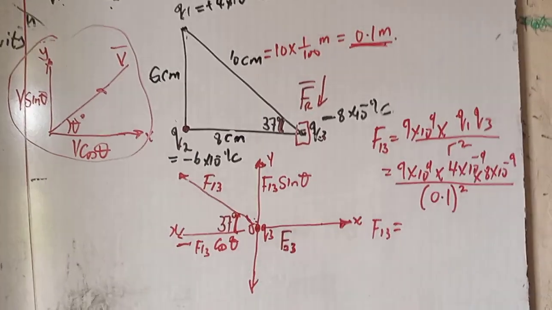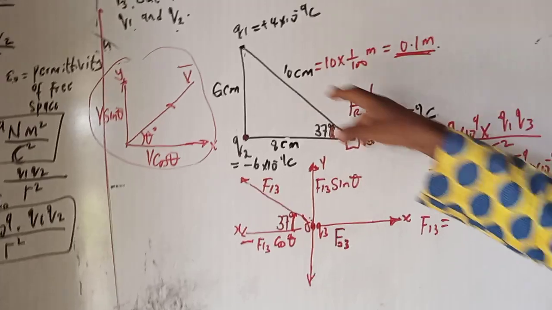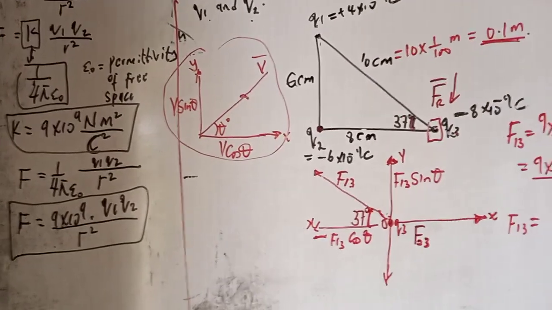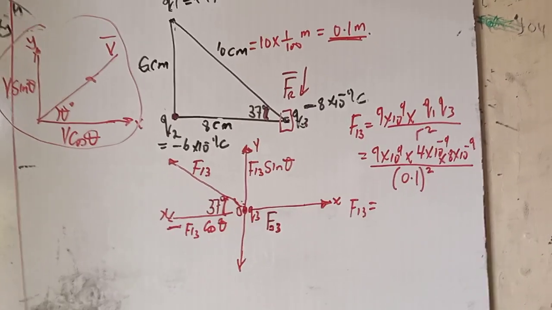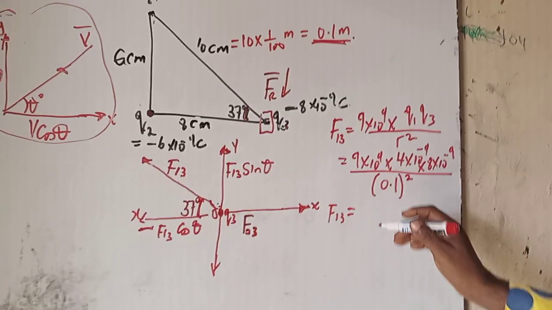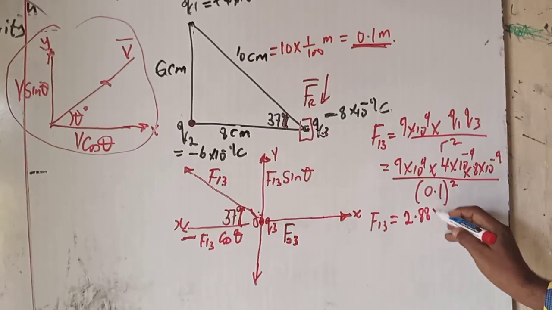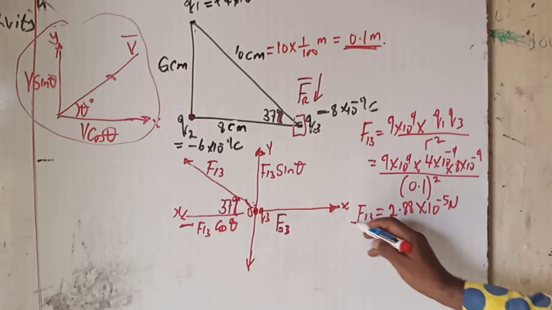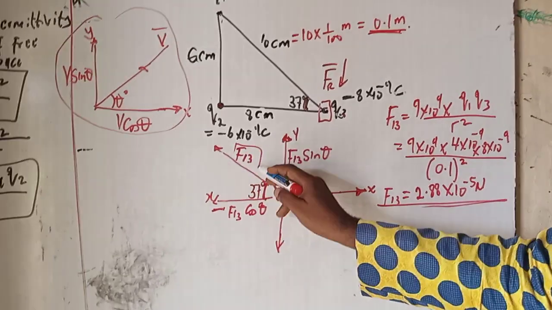Let's use our calculator to evaluate the force due to charge Q1 on charge Q3. So the value is 2.88 times 10 raised to power minus 5 Newton. So that's the value of this particular force that I have here.